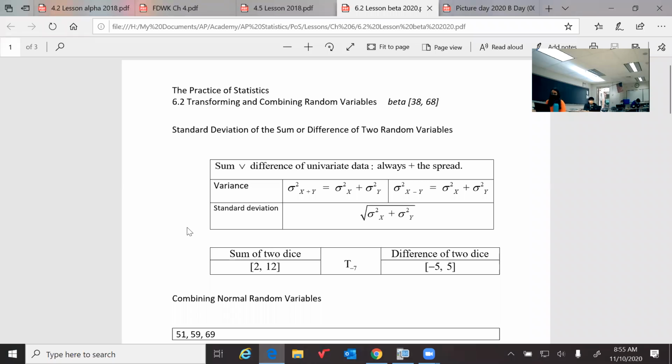And this is 6-2, the beta lesson, right? So this is from yesterday. Let's write off, just copied and pasted this from the 6-2 alpha lesson. You have the sum or difference of univariate data. If you have the sum, you add the 7. If you have the difference, you subtract the 7. But you always add the spread, variability, okay?